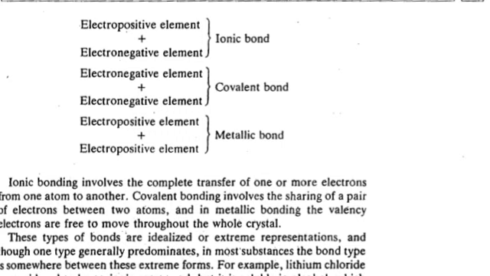So ionic bonding involves the complete transfer of one or more electrons from one atom to another. Covalent bonding involves the sharing of a pair of electrons between two atoms, and in metallic bonding the valence electrons are free to move throughout the whole crystal. What I mean to say is that whenever you talk about the ionic bond, there is a complete transfer, not sharing, of one or more electrons. So let me show you how they do the complete transfer.